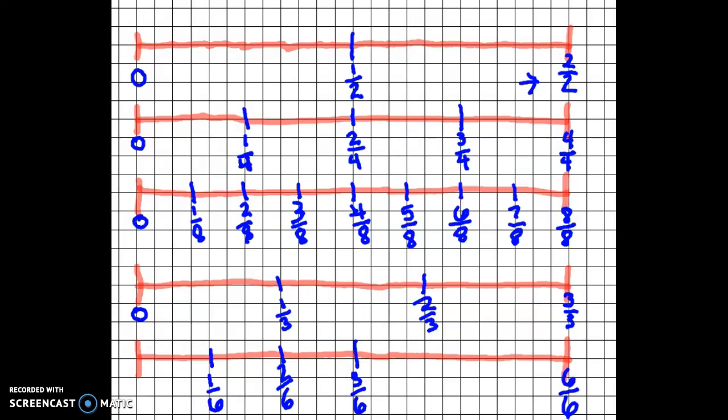This one's kind of interesting for our new young students learning about fractions. 1/2, 2/4, 4/8, and 3/6 are all on the same line. They are all equal fractions.